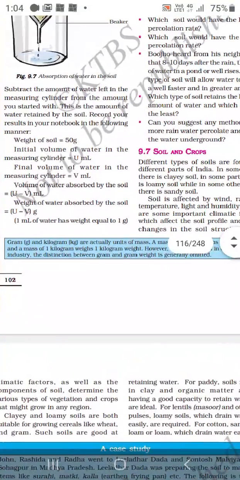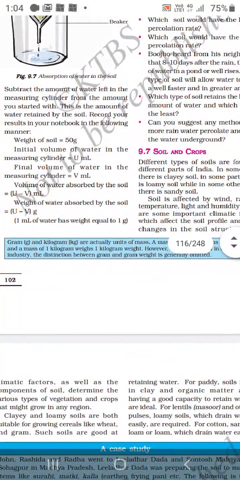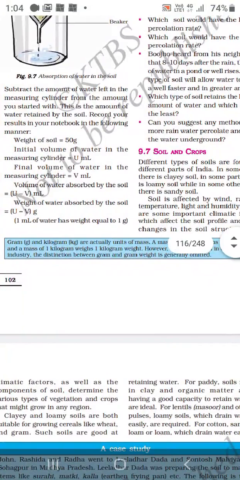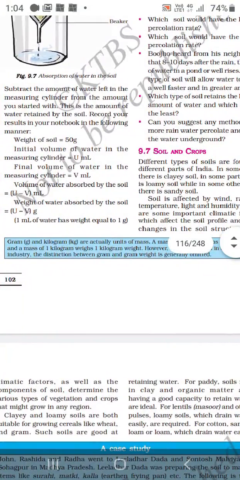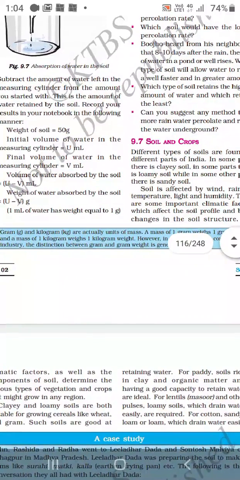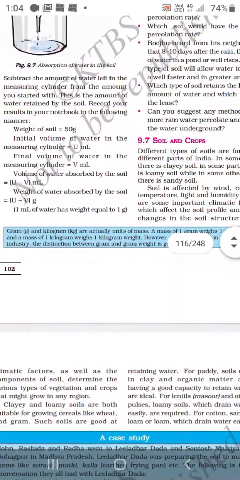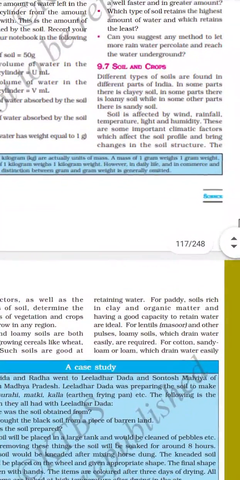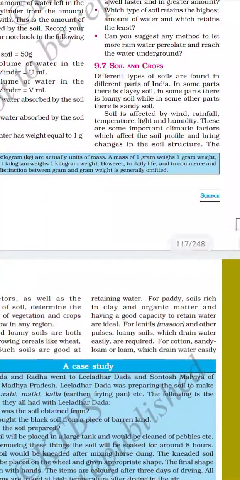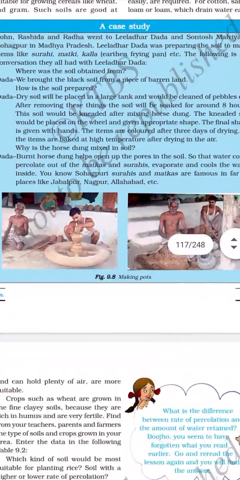There are many properties of soil. Soil can help water percolate. Soil can absorb moisture. Soil gets heated up and shimmers. Different types of soil help in growing different kinds of crops. Soil is affected by wind, rainfall, temperature, light and humidity. These are some important climatic factors that affect the soil profile and bring changes.